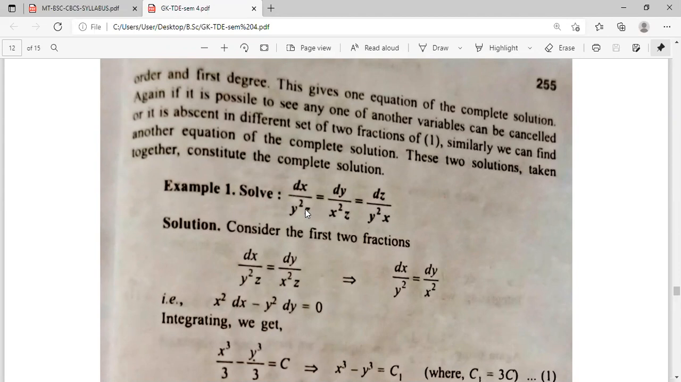Take one and two, then two and three, then one and three. Out of those three, you have to get any two independent solutions. Then you can say that those two taken together will be the solution of the given equation.